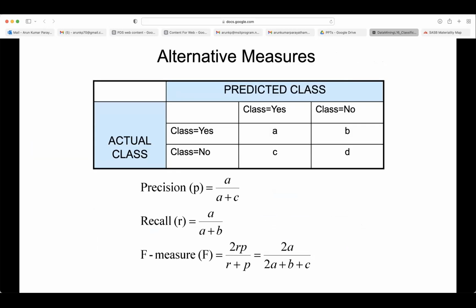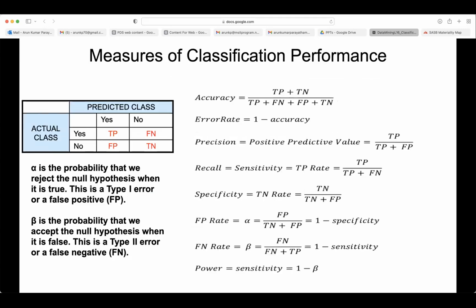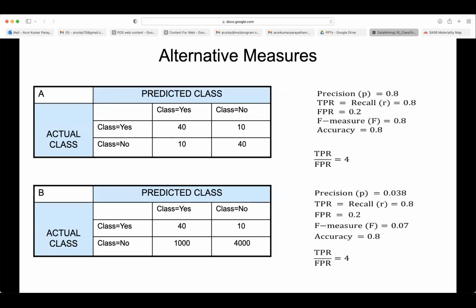F measure is 2RP by R plus P. So R plus P is how much here? P is not the false positivity rate, right? Recall you got. Recall is 0.8. Yeah. And R plus P is 1.6. P plus R is 1.6.